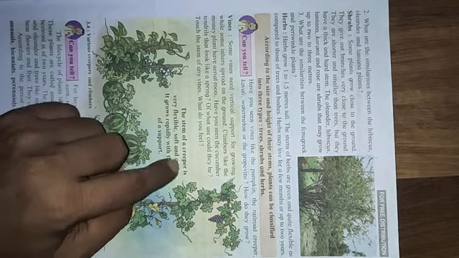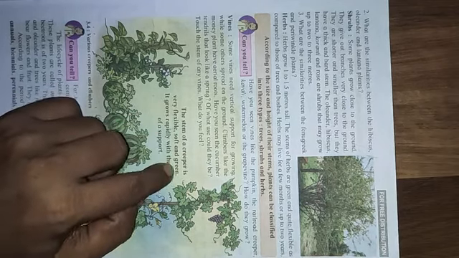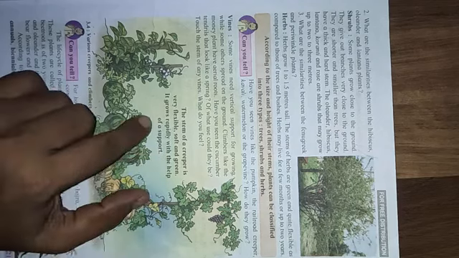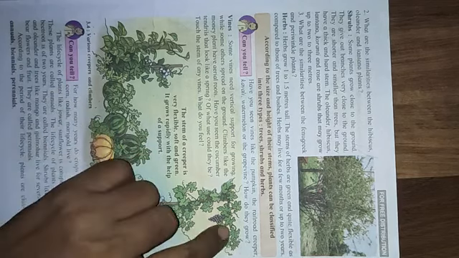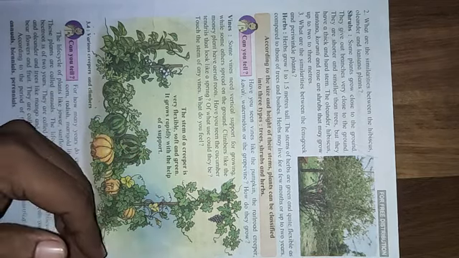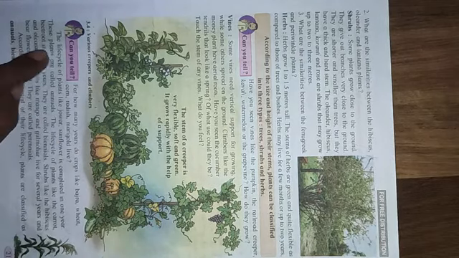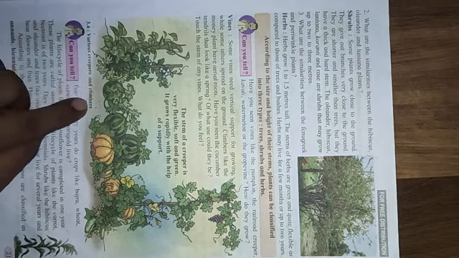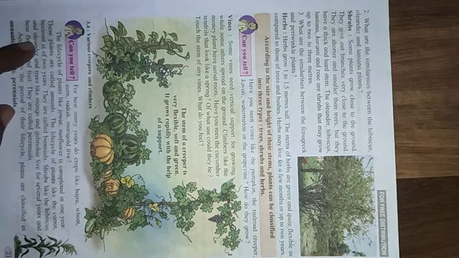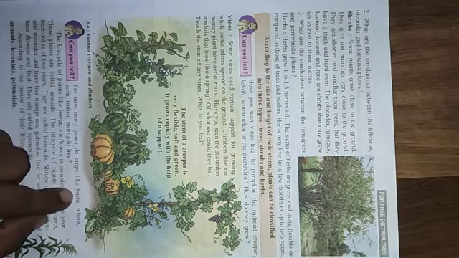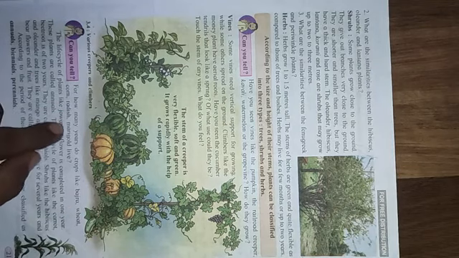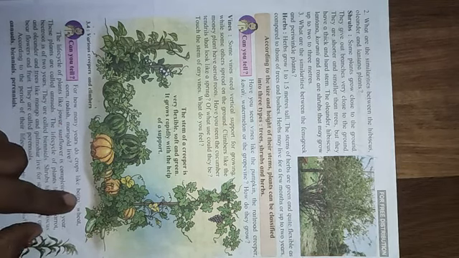The stem of a creeper is very flexible, soft and green. It grows rapidly with the help of support. If there is support, they grow rapidly. If there is no support, they grow, but slowly. Then, which are creepers and climbers? Examples. Next.